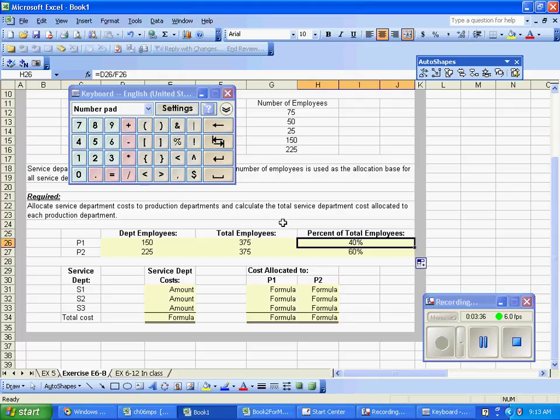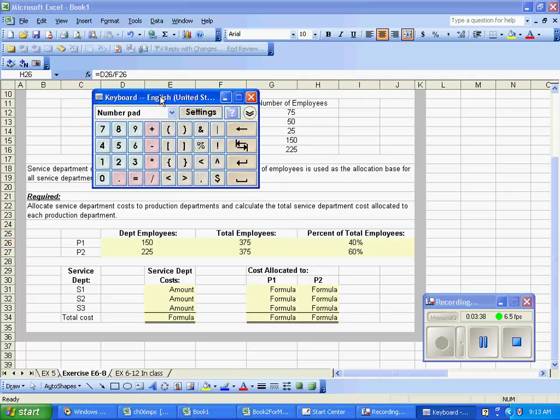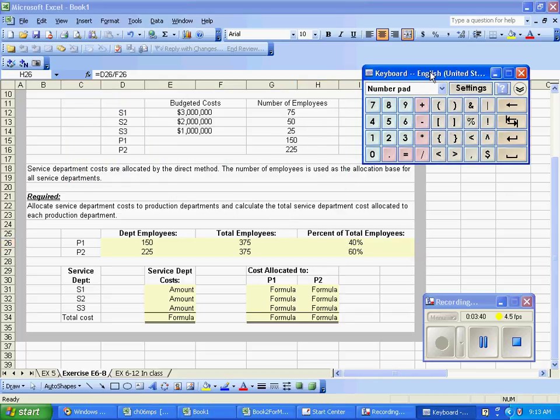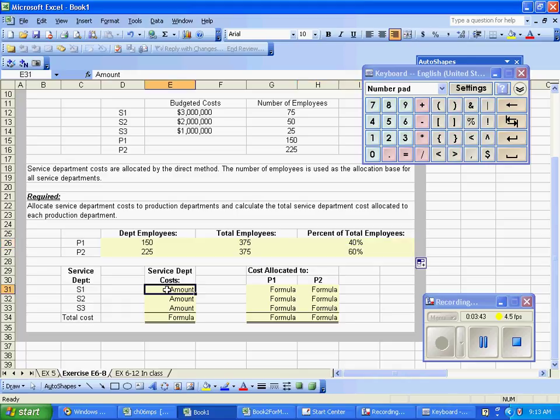Okay, so now we got our percentages. The next part is really pretty straightforward. Direct allocation is really very easy. We've got our amounts here for Service Department 1. We'll make that equal to 3 million.